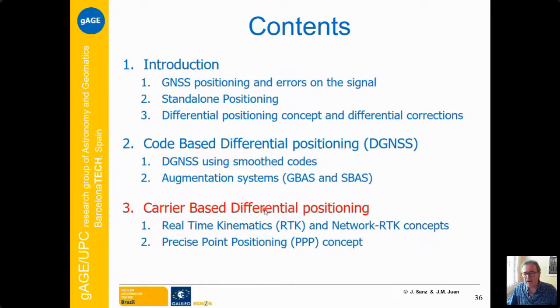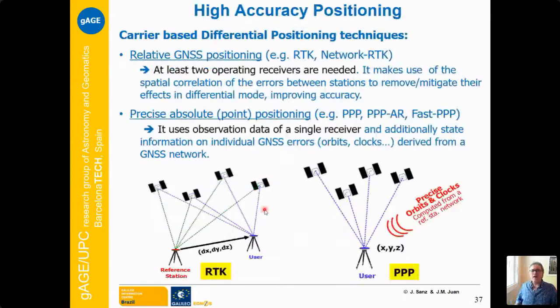Carrier-based differential positioning. This is the last part. As I commented before, the highest accuracy we can achieve is using carrier phase. As you remember, carrier phase is 2 orders of magnitude more precise than code. This is the good thing. But it is ambiguous.